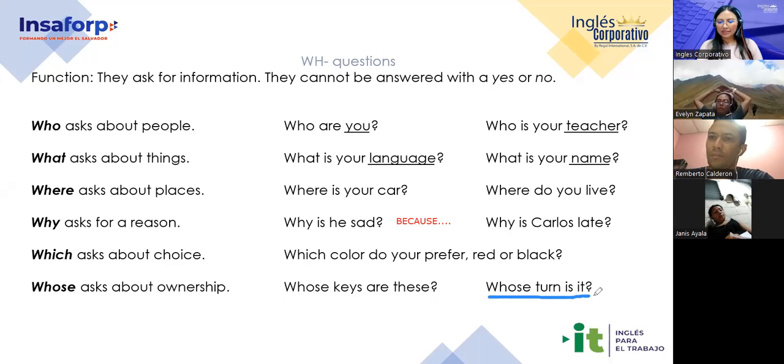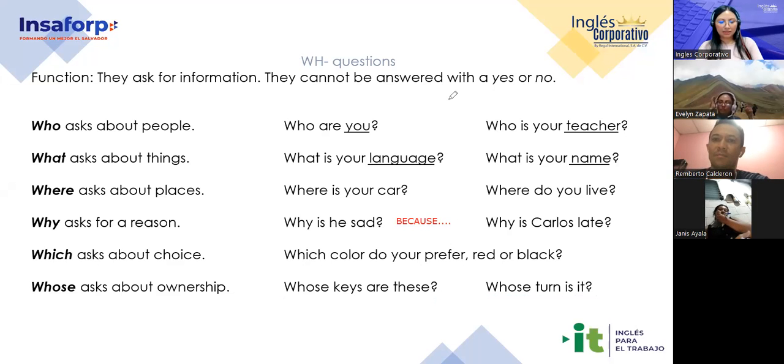Hey, whose turn is it? ¿De quién es el turno? ¿A quién le corresponde el siguiente turno? Whose turn is it? ¿Sí? Pertenencia. ¿A quién? Ok, y dijimos la última que se me borró. What was the last one? ¿A quién?